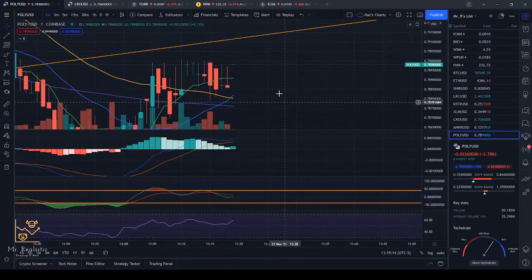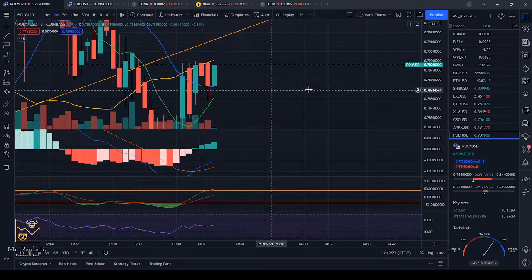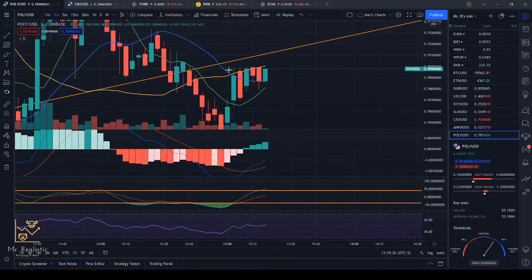There we go. Oh, crossed over. All right, so we should start seeing some buys. It's like I'm getting a little lag here or something. Change the minute up. There we go. All right, so here we go.